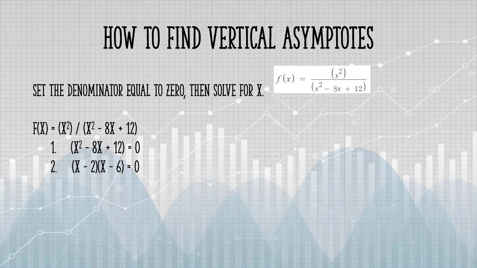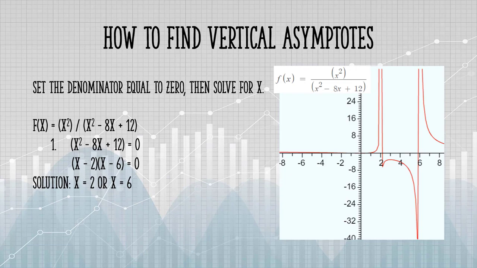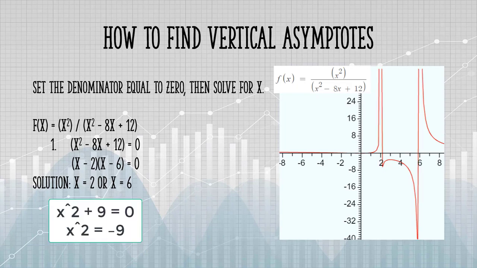Factoring that expression gives us x minus 2, x minus 6, which means the denominator will equal 0 when x is 2 or x is 6. Graphing the function, we can see that there are, as expected, vertical asymptotes at x equals 2 and x equals 6. If you can't solve for 0, there are no vertical asymptotes. For example, let's say your denominator is x squared plus 9. Setting that equal to 0 gives us x squared equals minus 9. That cannot be solved, so there isn't a vertical asymptote.